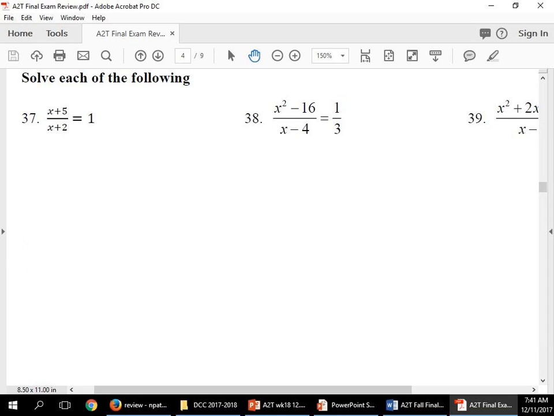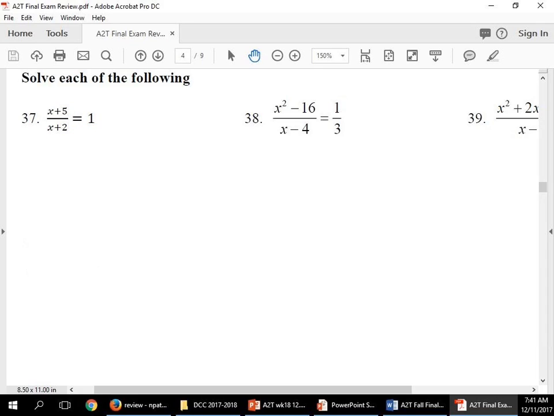Okay, there's different ways to do this. We're just trying to get no fraction. We're trying to isolate the x. That's our job. One way to do this is, since we only have one fraction here, we can turn the other side into a fraction and do cross multiplication. You say this times this equals this times this. That's one way to do it.